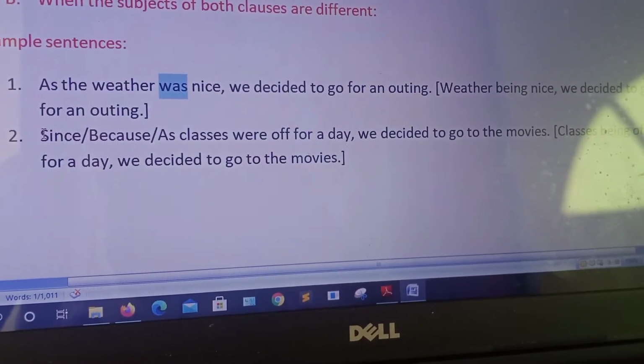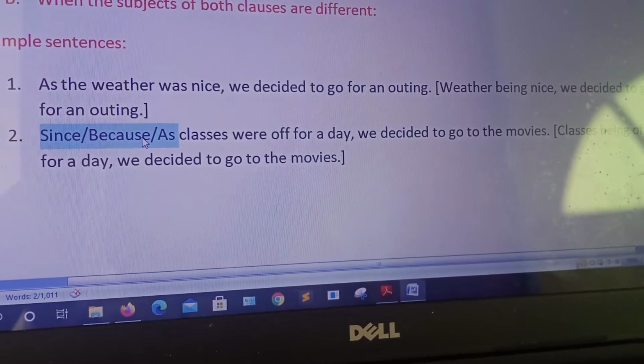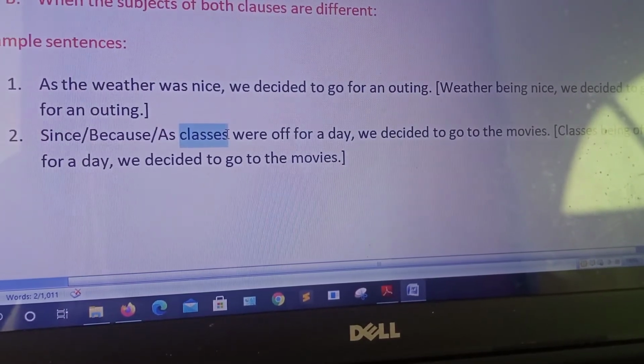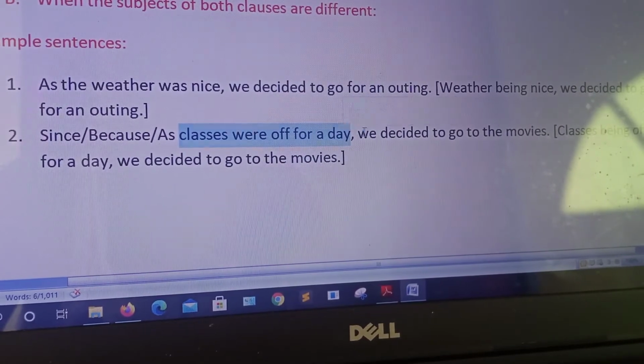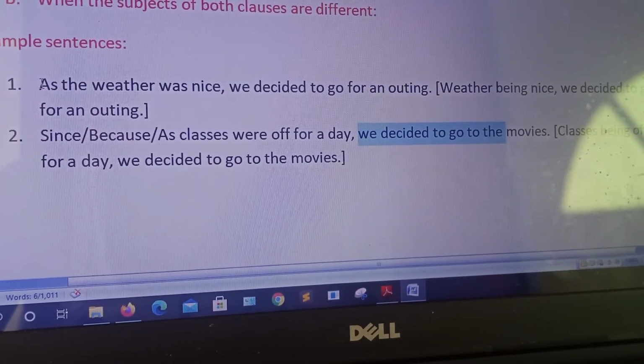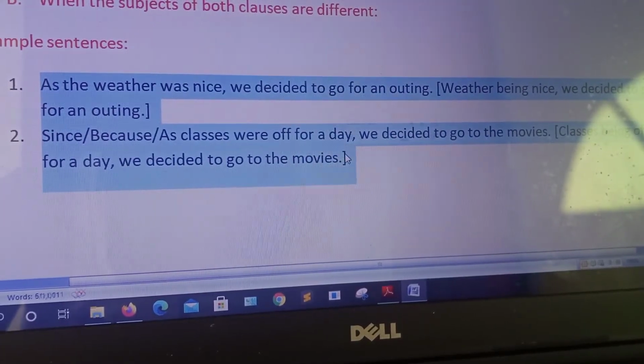See the second example: since, because, as. These are the connectors of adverb clauses of cause. So we need to remove these three. So we are left with classes were off for a day. So, classes being off for a day, we decided to go for the movies. How easy it is. So this is about when the subjects of both clauses are different.